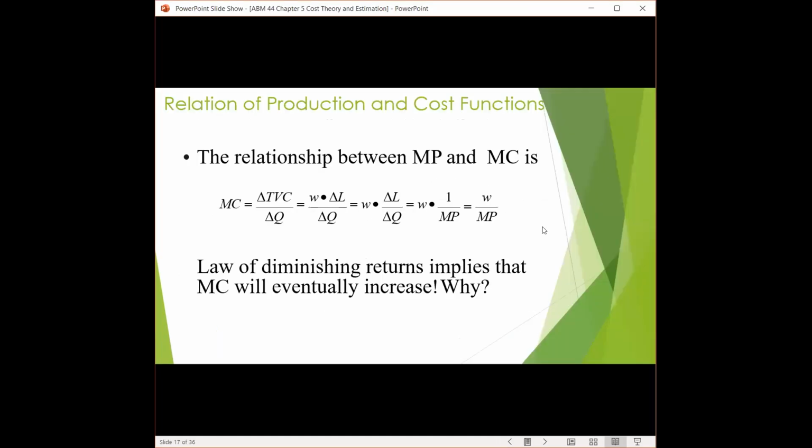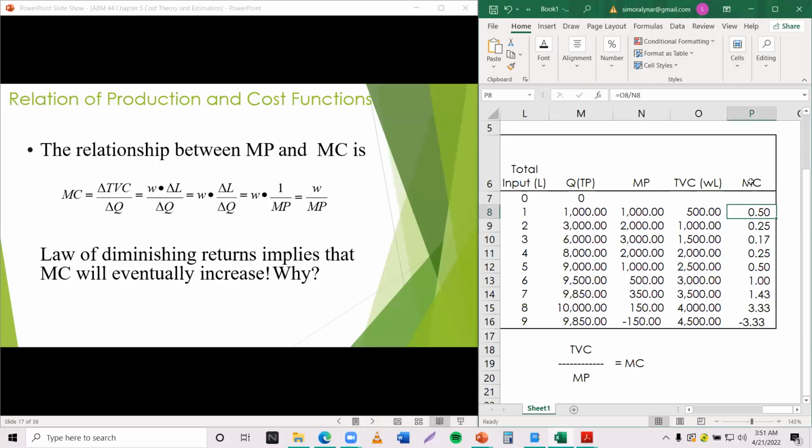Okay, W is equal to MP or TVC. Okay, TVC is equal to MP to get our MC. In a minute, I'm sharing my screen. Okay, here. So again, MC is W, which is the TVC over MP.